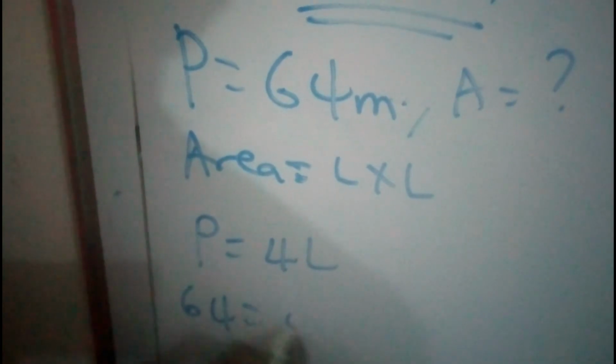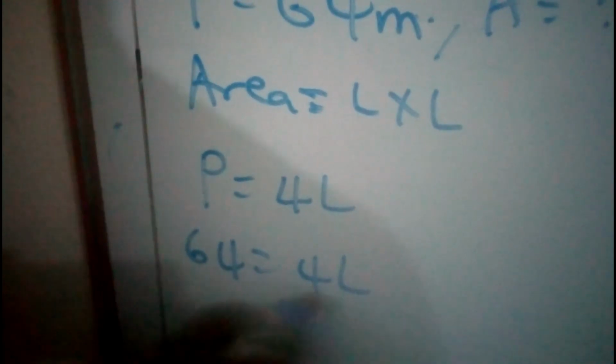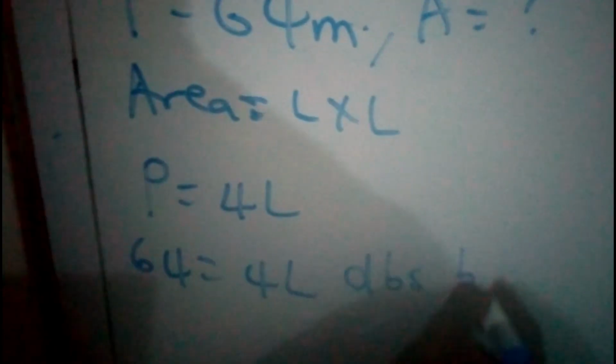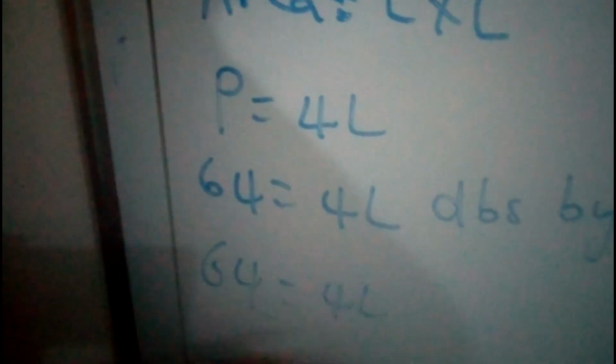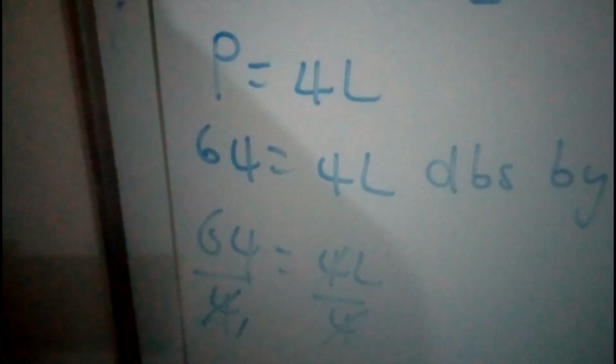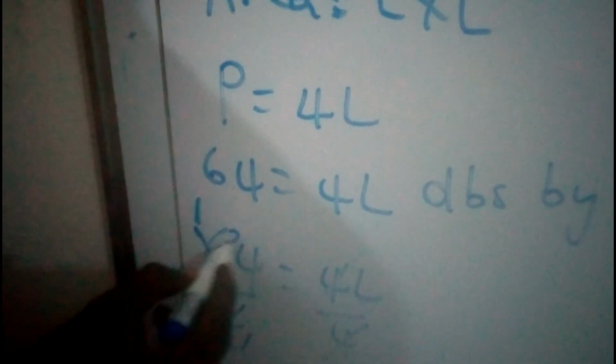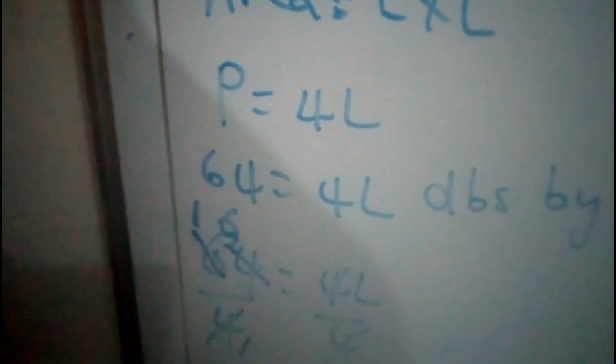64 equals 4L. So to get my length now, I will divide both sides by 4. So that would be 64 equals 4L over 4 and over 4. 4 we cancel 4. 4 here, 1. What is 4 in 64? You can try 4 in 6 as 1, remainder 2. And 4 in 24 is 6. Therefore, length is 16 meters. I'm using meters because my perimeter is in meters. That's my length. I am not done.